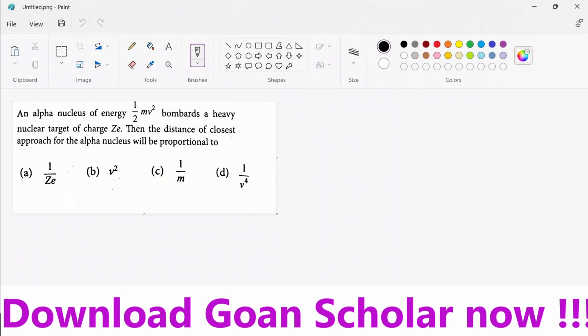So our last question is over here. An alpha nuclei of energy half mv square bombards a heavy nuclear target of a charge Ze. Then the distance of closest approach of the alpha nuclei will be proportional to which one of them? Okay. See here, this is a question from Rutherford scattering. Remember Rutherford model of atom, where you have done this from 9th standard. Alpha particles are bombarded on gold foil and all, right? So indirect way question of the same thing.